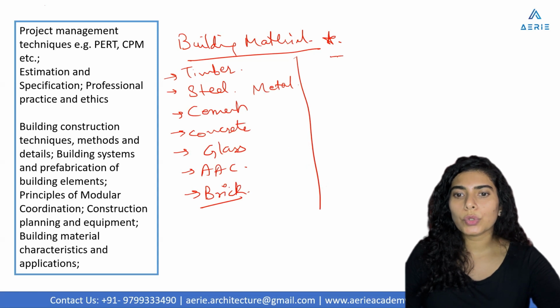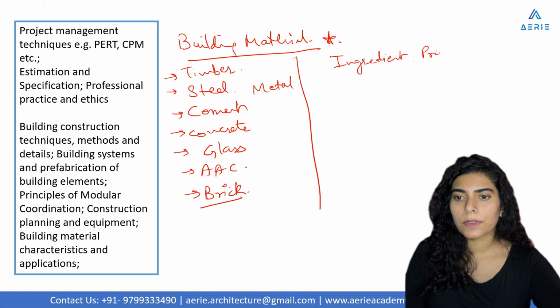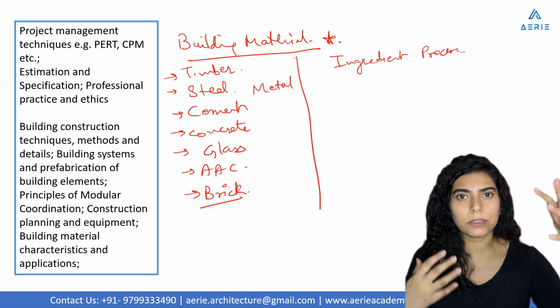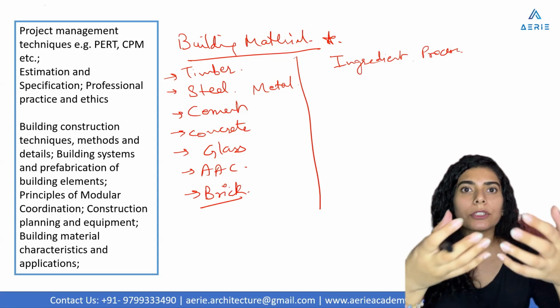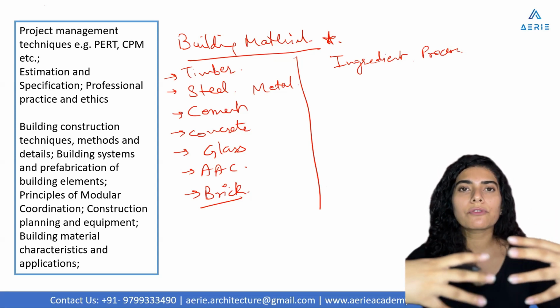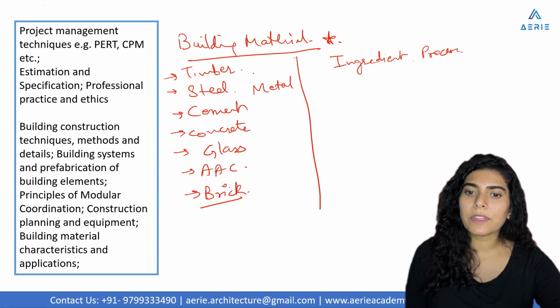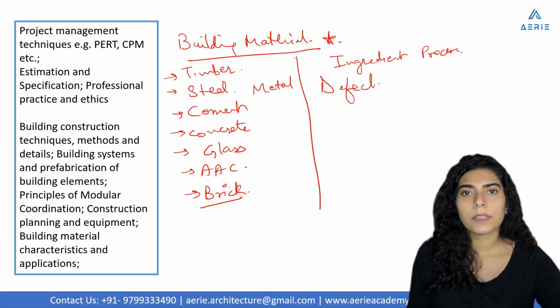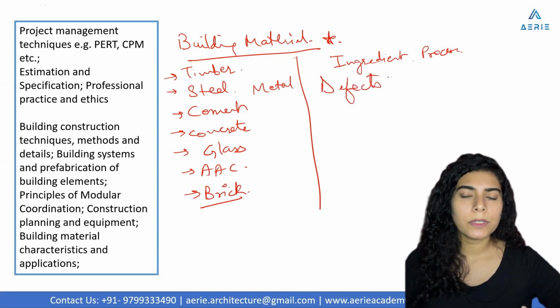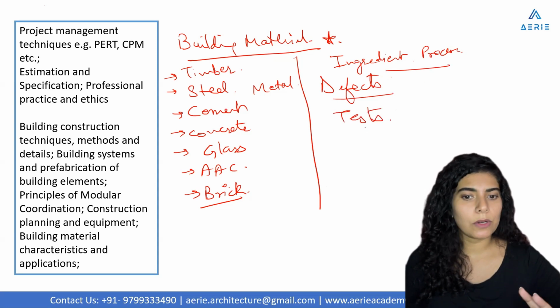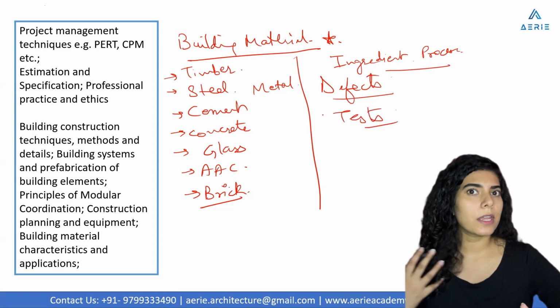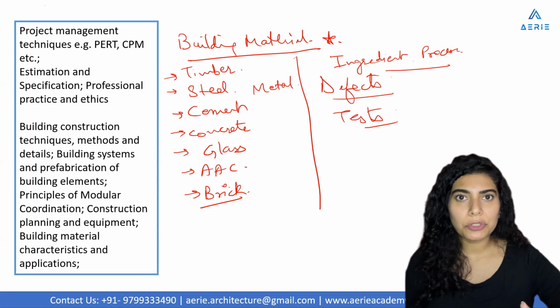Now, what do you have to cover inside this? I suggest you go through the ingredients, the process of their making, how the construction is done, and what components and raw materials are used for making them. Then if there are any defects in them, you have to cover that. Apart from that, tests. For example, for concrete there are multiple tests, and there are multiple tests for cement, so you need to cover that.